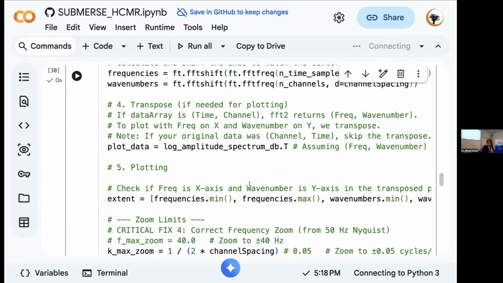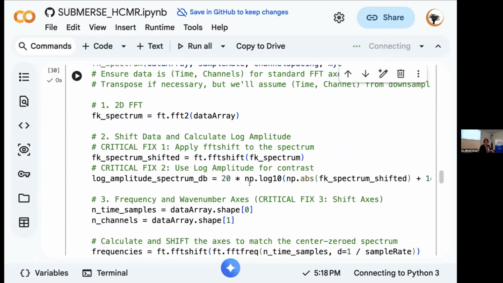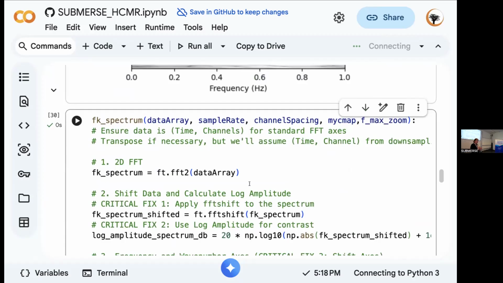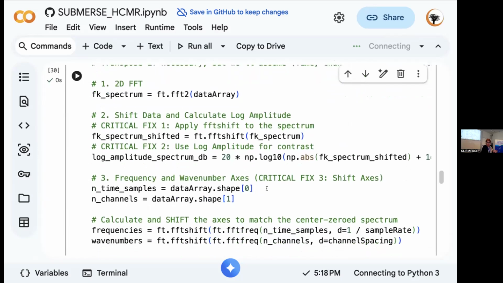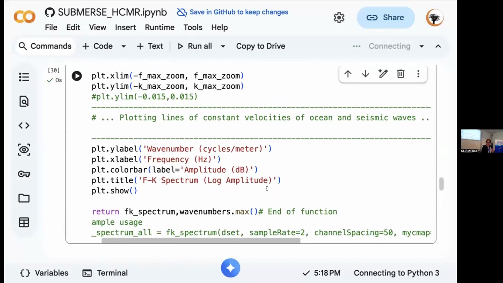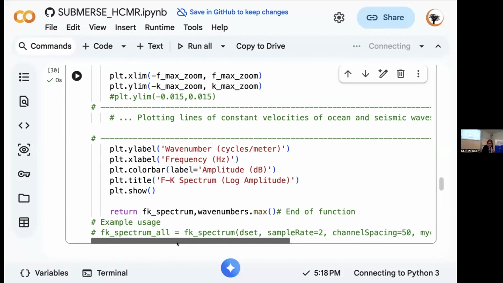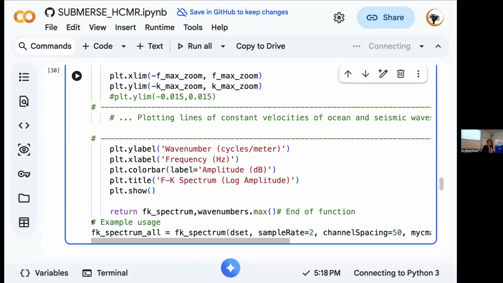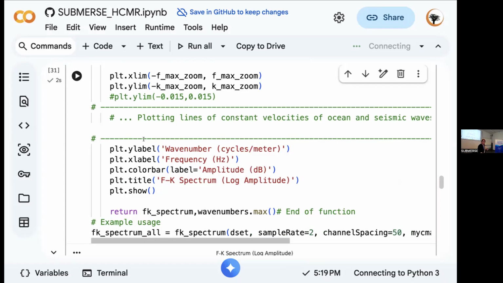So here I'm not going to go line by line. You understand that this is a double fast Fourier transform. We're doing a transformation in time and in space to be able to get a plot that can give us information about these kinds of waves, and read characteristics of them. I have an example usage here that you can run. I also have it further down below. I have a couple of functions there that you can also run and change.